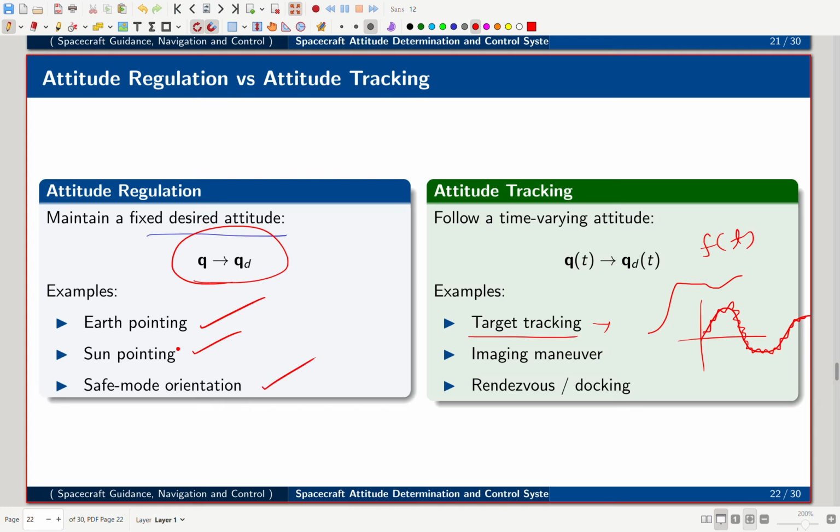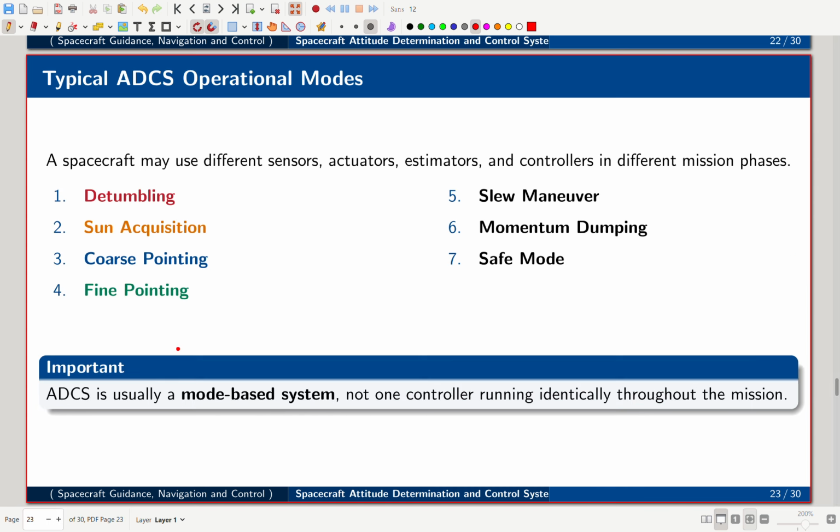For example, like target tracking, we want image maneuver. We'll discuss what is maneuvering and rendezvous and docking, right? So this thing we will also discuss.